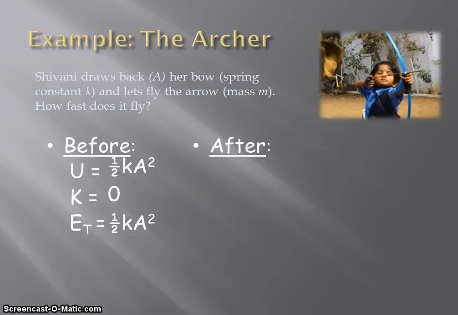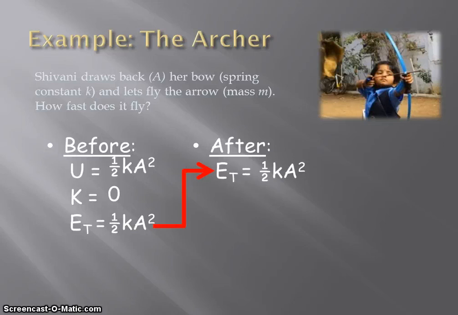Do your after column. Analyze, is there potential energy? Is there kinetic energy? If so, how much? Solve for V, the velocity of the arrow. See if you can do the whole column yourself to solve for V. If you get stuck, continue with this video. Otherwise, press pause now and see how far you can get.